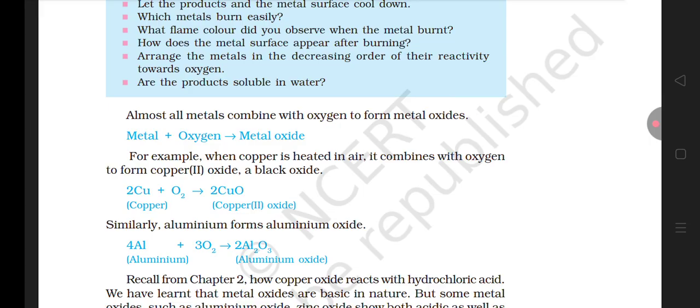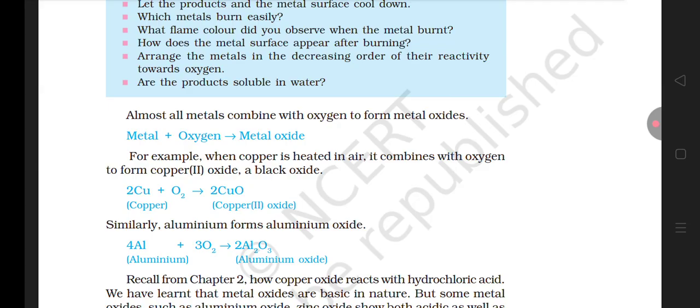copper (II) oxide. Copper (II) oxide means that copper oxide is formed while taking the valency of copper as 2. What is valency? Valency is the combining capacity of an element. Copper has variable valencies. So when we take copper valency as 2, that is known as copper (II) oxide, a black oxide. So 2Cu plus O2 will give us 2CuO, which is copper (II) oxide.